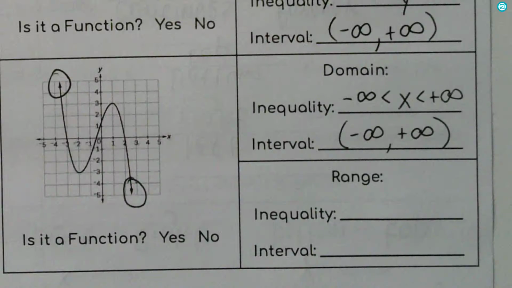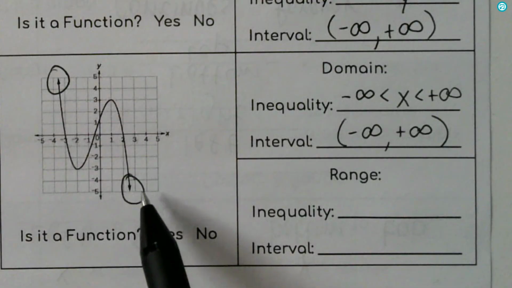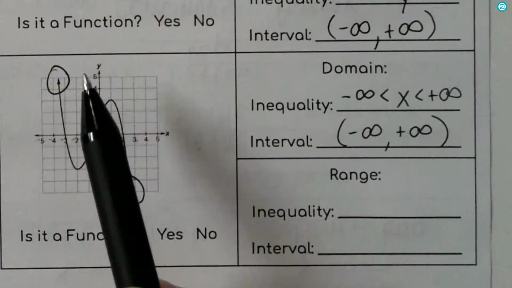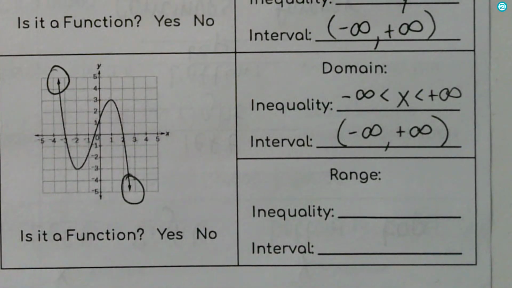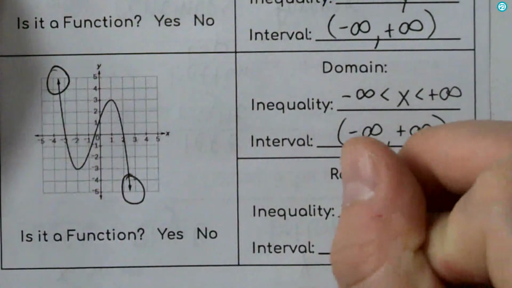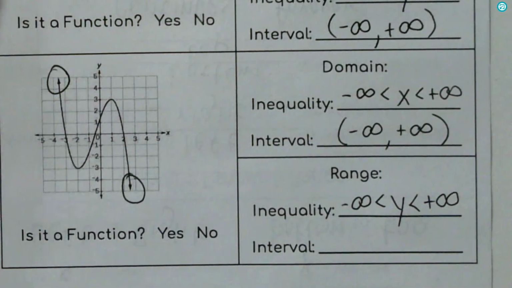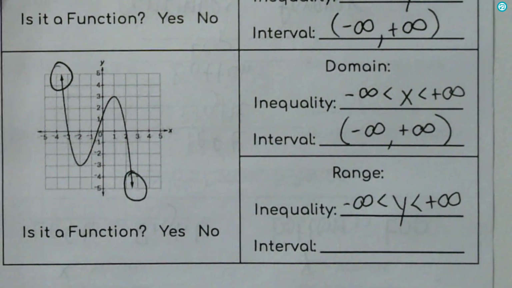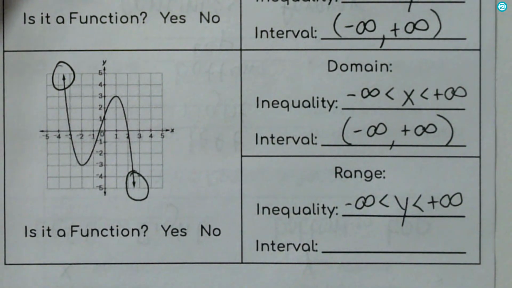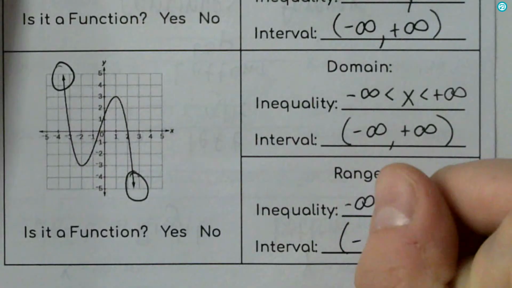Then, for range, what's the lowest thing on my graph? An arrow. What's the highest thing on my graph? An arrow. So if it's arrow to arrow, it's negative infinity to positive infinity. So my range is negative infinity is less than y is less than positive infinity. For my interval notation, I use that same negative infinity and positive infinity, and I just put it in parentheses.